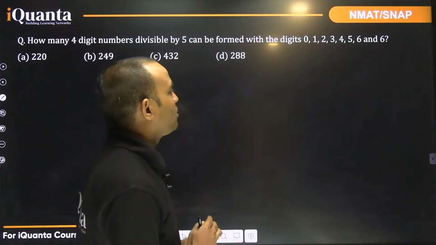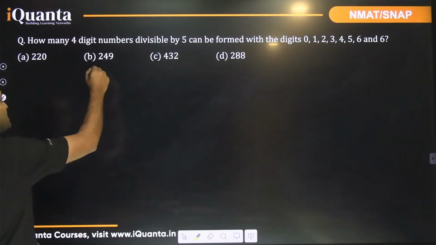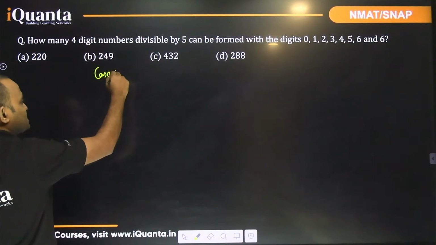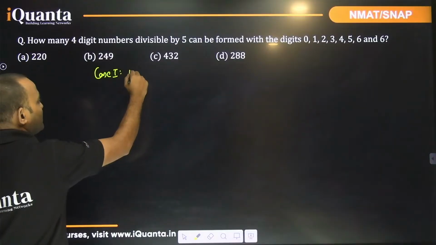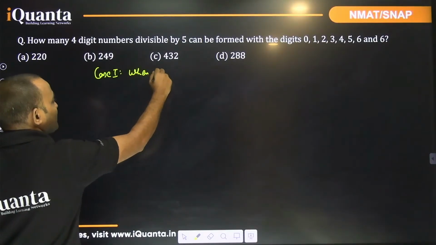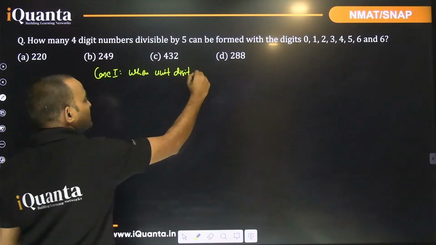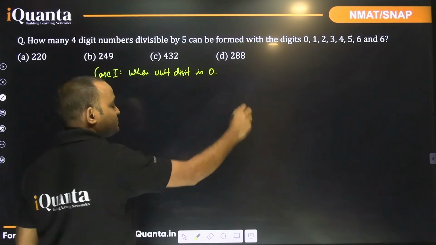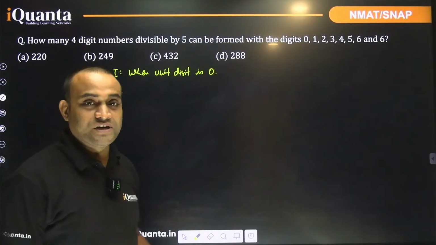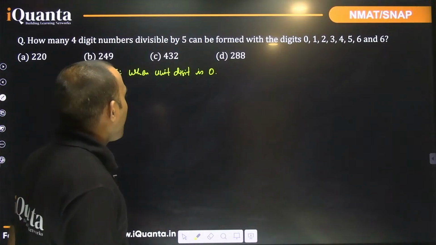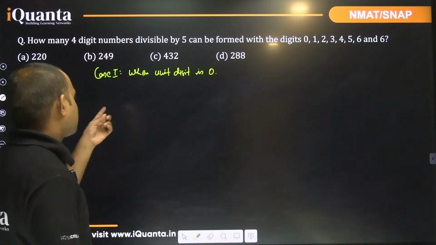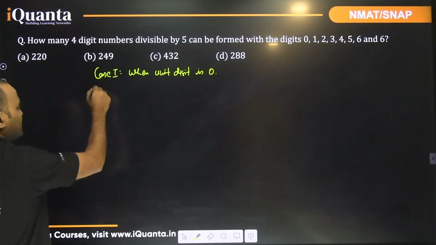So how do we solve this? Again, we will have to consider two cases. First, case 1, when the unit digit is 0. When we have unit digit as 0, how do we solve this question? First, again, we will have to consider case 1a.